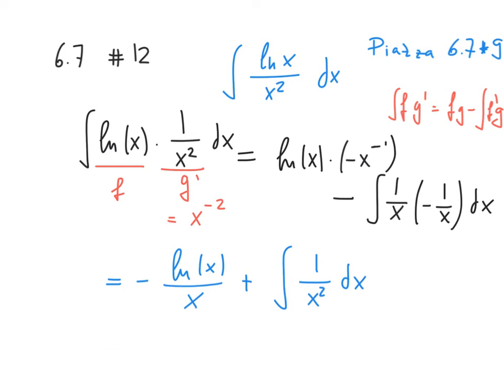So that would be minus ln x over x plus, and now we have already actually computed this integral before, right? It's minus 1 over x. And now I'll add the plus c. So if you want to clean this up a little bit further, you can pull out minus 1 over x.